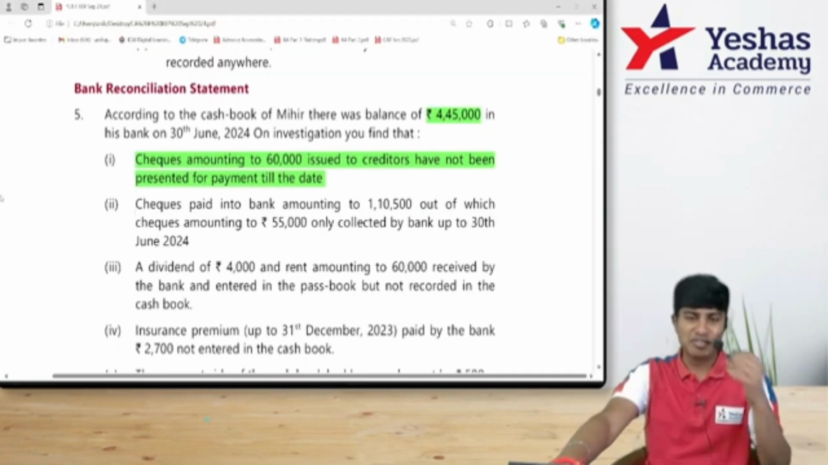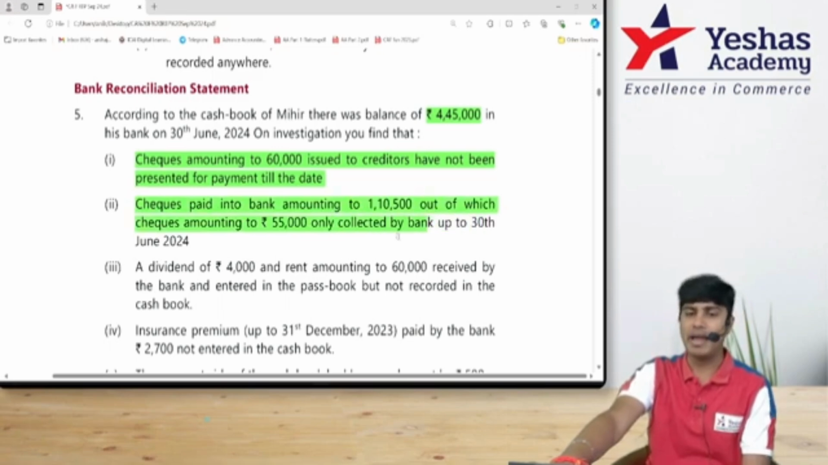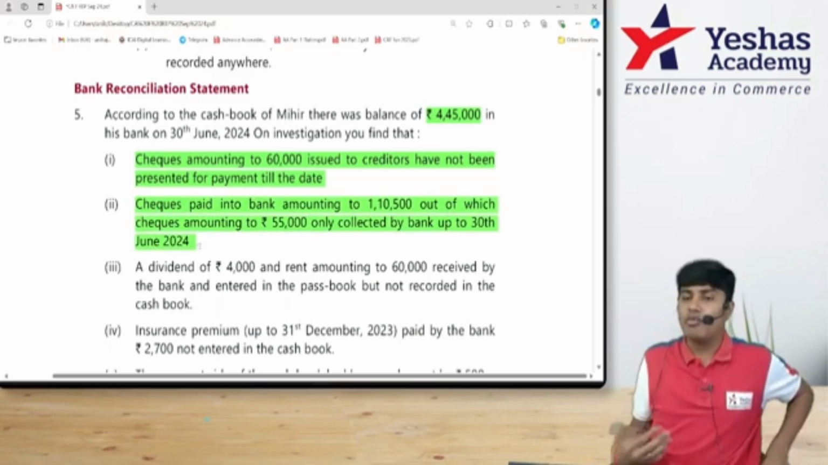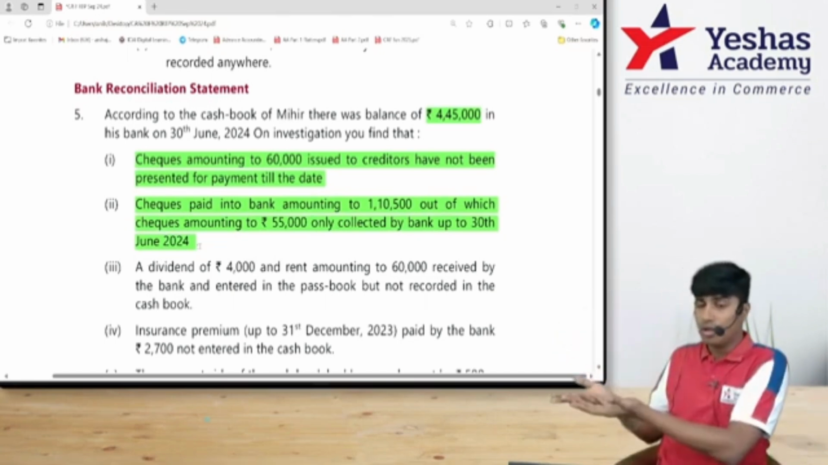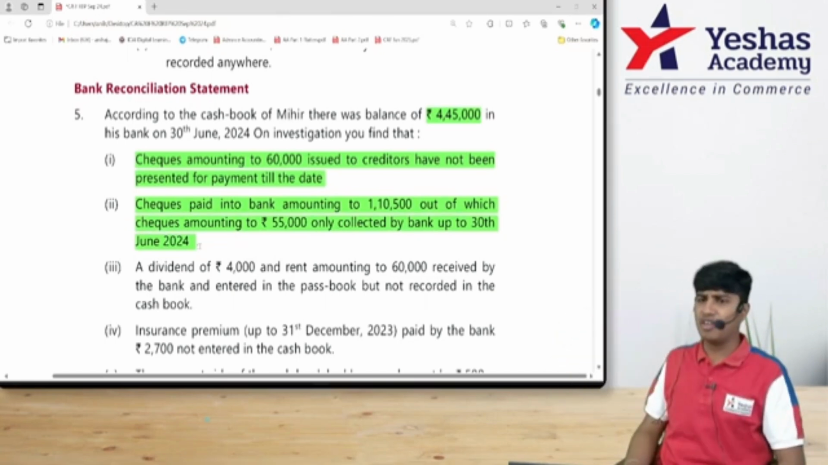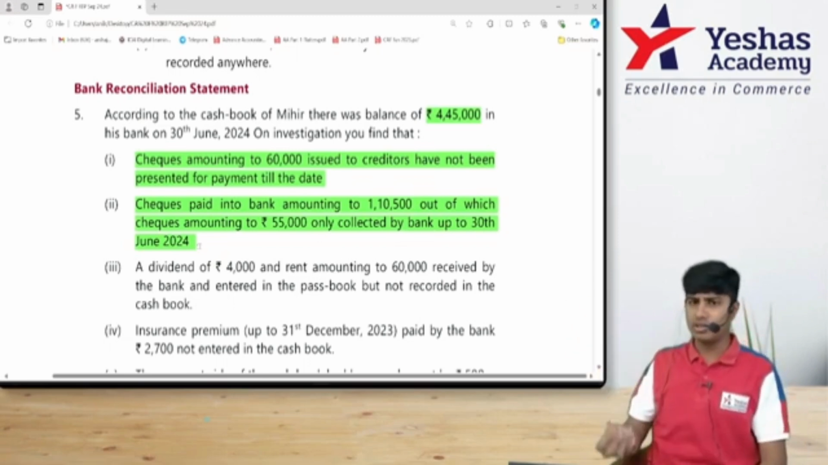Very good. After this, checks paid into bank 1,10,500, out of which 55,000 was only collected by bank up to 30th of June 2024. See, I deposited 1,10,500 rupees worth of checks into bank. The banker has cleared 55,000. 1,10,500 minus 55,000. Please do it.